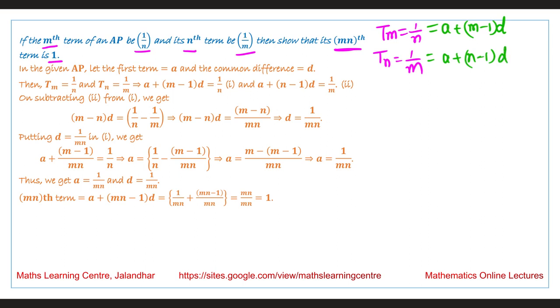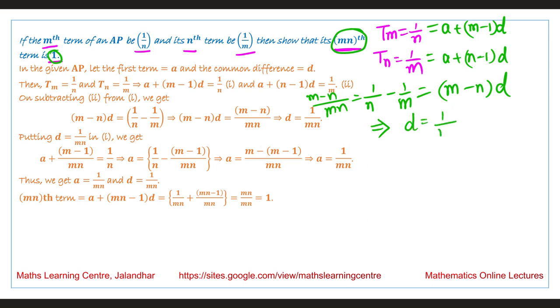Now we have to show that the mnth term is 1. If we subtract both these equations, we obtain 1 by n minus 1 by m, which is equal to, from these two terms we can take d common, (m minus n) into d. So this gives us (m minus n) over mn. This implies that d is equal to 1 by mn. The value of d is 1 by mn.